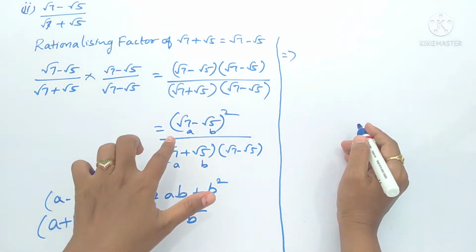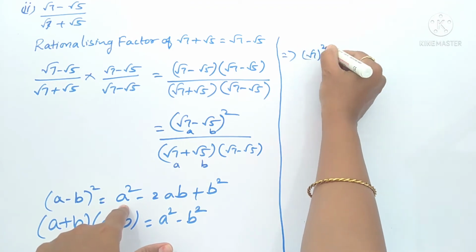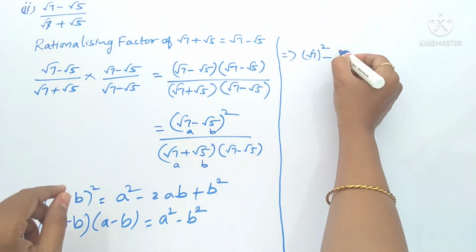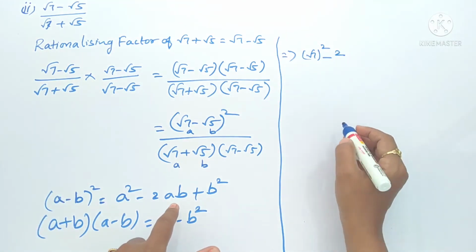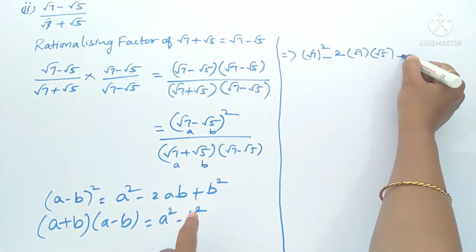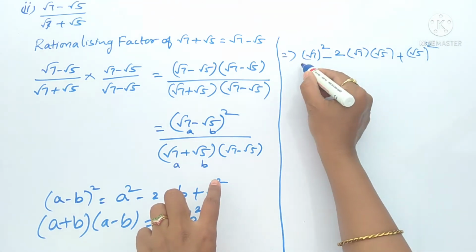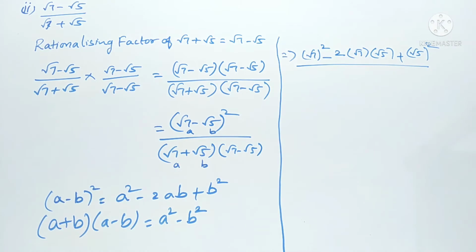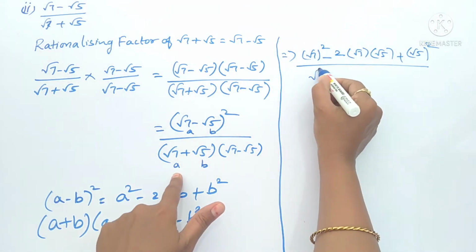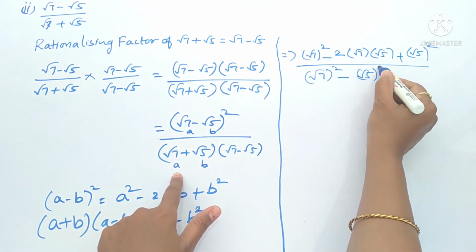So this is (√7 − √5) whole square. So a square, that means √7 square, minus 2 in the place of a, √7, in the place of b, √5, plus b square, (√5) whole square, by a square minus b square. So a means (√7) whole square minus b means (√5) whole square.